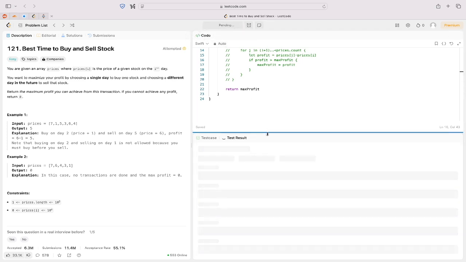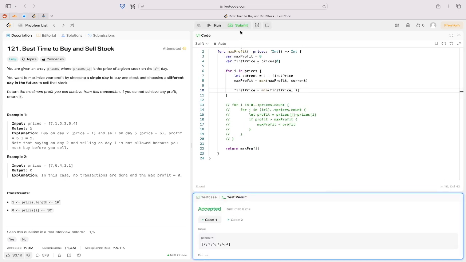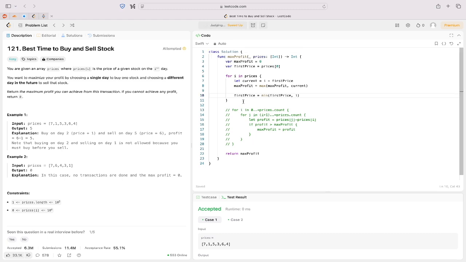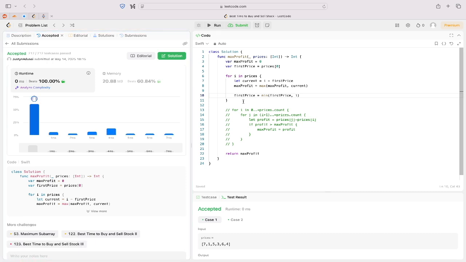Okay, let's see if this works. I mean, the first one worked. It just broke when we tried the bigger numbers. Okay, this one is much better. It passes all of the tests.